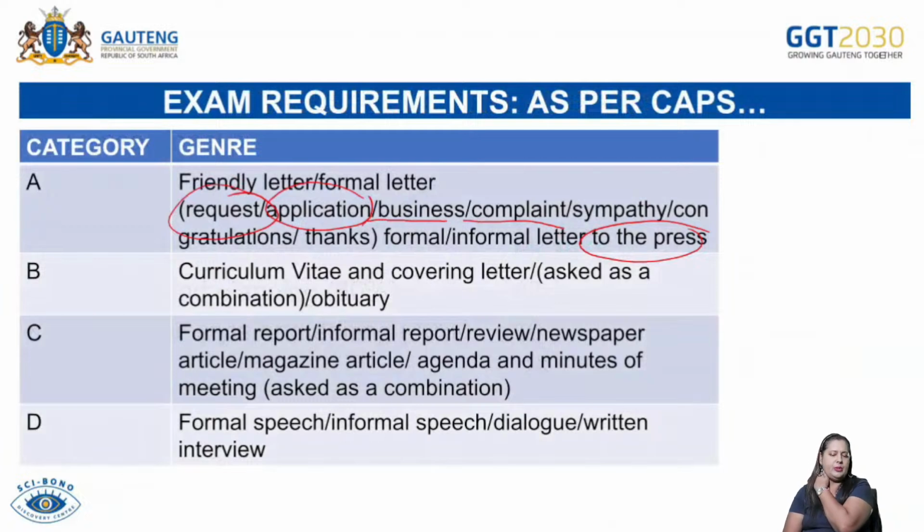Then in category B, we're dealing with now you as a grade 12. You're going to go out there and you're going to apply for a job if you do not go to tertiary education institutes immediately. So maybe you're thinking, I'm going to go and work first and then study later. That's also a possibility. So this is where the curriculum vitae comes into play and the covering letter. Because if you're going to send in your CV, there has to be an attachment or a letter attached there that is a brief background synopsis of you as a person, who you are, where you come from, what you've achieved, that kind of thing.